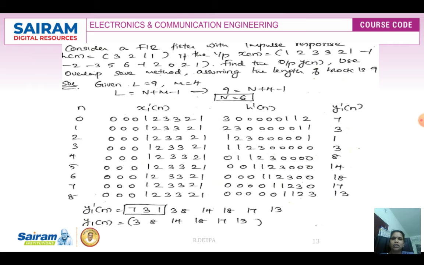First step, as you know, you need to calculate capital L, N and M. From the given data, L is equal to 9 and M is equal to the length of h of n, which is 4. Now you can calculate capital N using the formula L is equal to N plus M minus 1. By solving it, we get N is equal to 6. Using this 6, I am going to divide x of n into 6 samples, and I am going to name them x1 of n, x2 of n and x3 of n.